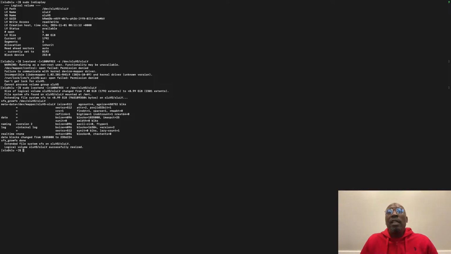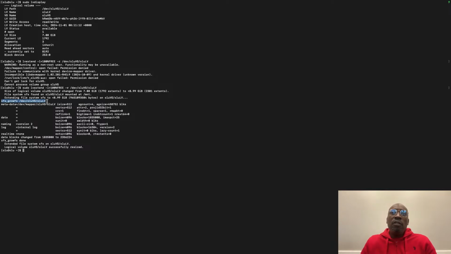File system is XFS, okay, and mounted at /mnt. I probably should have unmounted it. I don't know if that matters or not, but we'll see if there's an error given at some point in the future. It tells you it's extending file system XFS to less than 8.99 GiB, okay, and then you see right here, it automatically resized it for you. That's the command that it would have called. I would have had to invoke it if I didn't give the -r option.